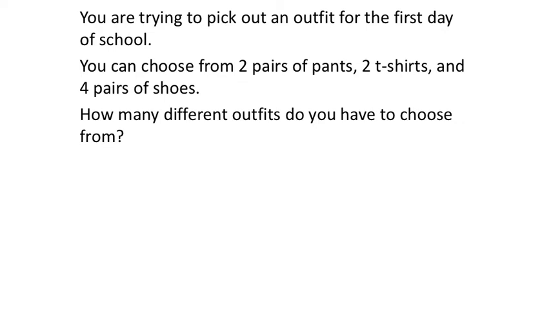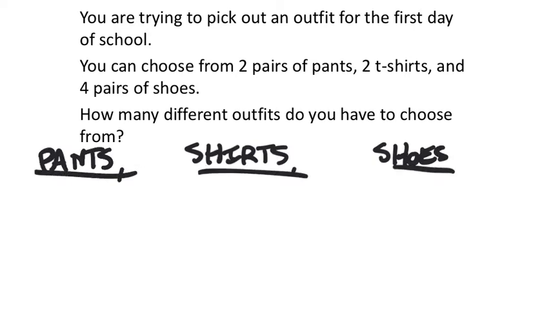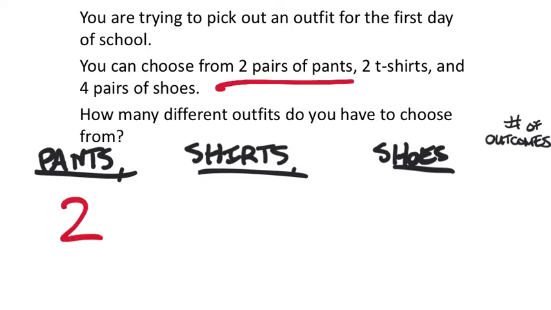So we have 3 different articles of clothing that we're looking for here. We got pants, we have shirts, and we have shoes. Okay, but from this information, once again, by using the fundamental counting principle, we should also be able to figure out how many outcomes there are. So let's start with pants. How many pants do we got? We got 2 pairs of pants.